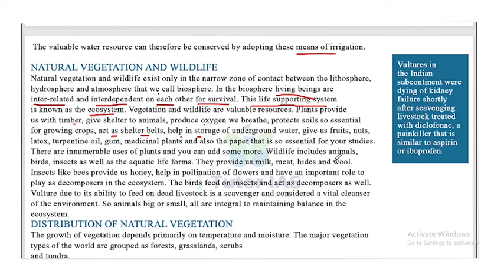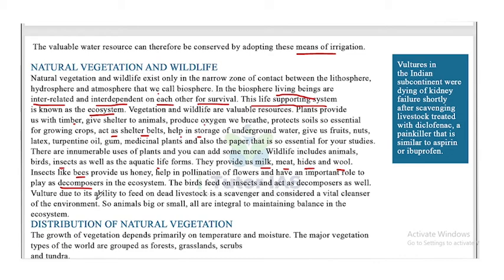Wildlife includes animals, birds, insects as well as the aquatic life forms. They provide us milk, meat, hides and wool. Insects like bees provide us honey, help in pollination of flowers and have an important role to play as decomposers in the ecosystem. So these are the uses of plants and animals and other insects. The birds feed on insects and act as decomposers as well.